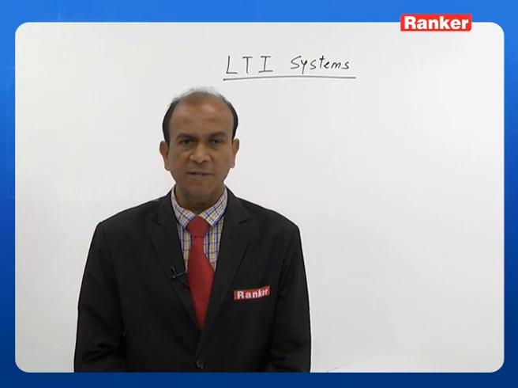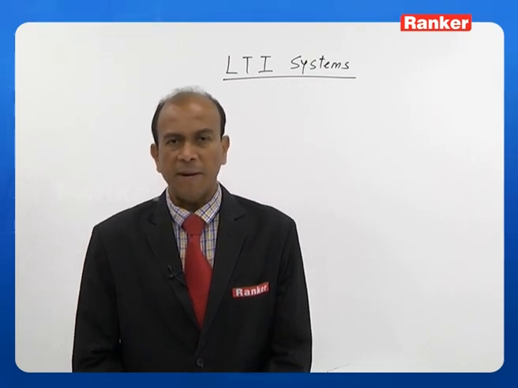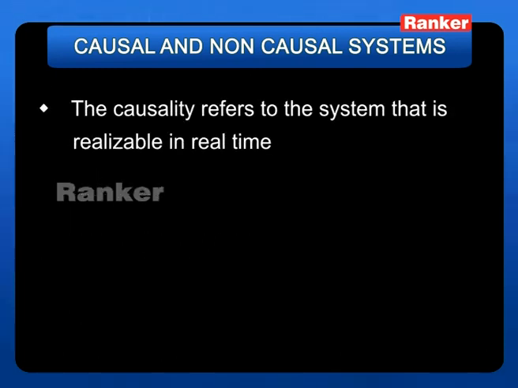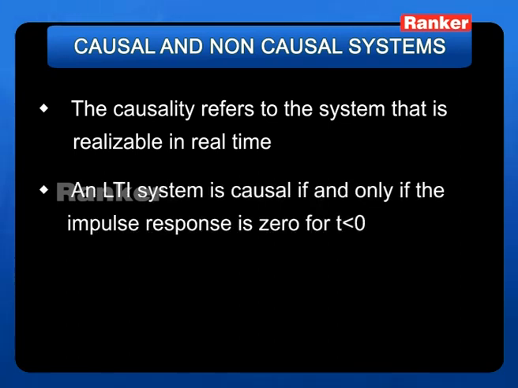In fact, because of these conditions which we are trying to define, a causal system is said to be a real system, or in other words a system which is practically implementable. If a system output at any time depends on future inputs or outputs, then the system is called a non-causal system. It depends on something in future, then that becomes a non-causal system. The causality refers to a system that is realizable in real time. As I have told you, any system which is realizable in real time or which is practically implemented, which can be practically done, is a causal system.